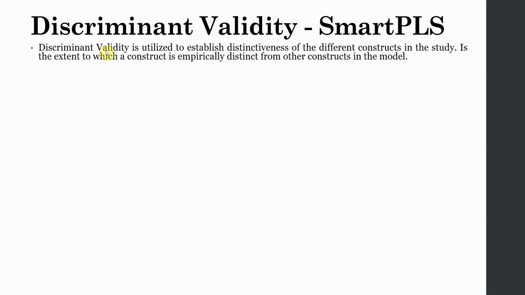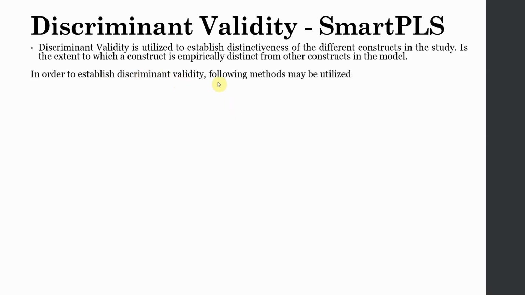Discriminant validity in SmartPLS4. Discriminant validity is utilized to establish distinctiveness of the different constructs in the study. It is the extent to which a construct is empirically distinct from the other constructs in the study. It is the empirical establishment of distinctiveness, or how different is one construct from the other. Because in social sciences research, different concepts may overlap. So it is very important that you establish discriminant validity.